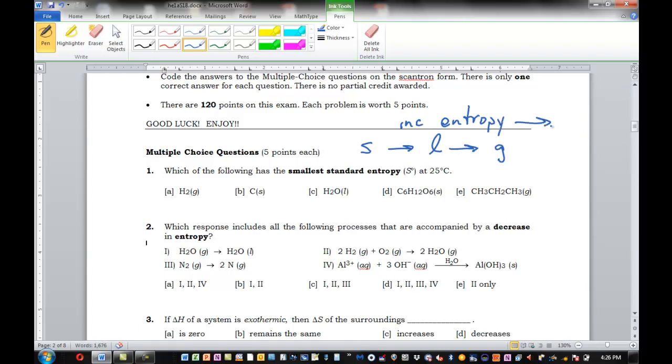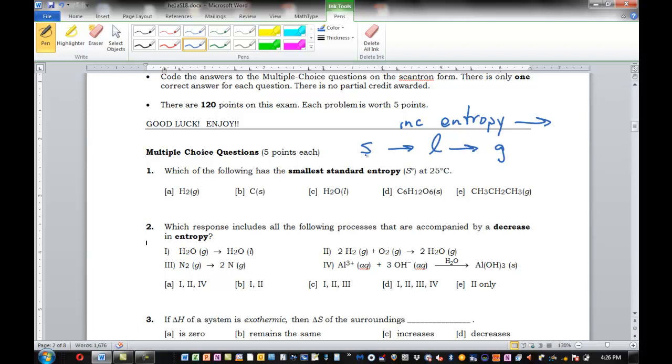Okay. Now the size of the molecule will also come into play. Smaller molecules will have less dispersal of energy, a lower entropy. Larger molecules, the energy will be more dispersed in that molecule. There will be more bonds stretching and bending. There will be more vibrations and rotations and all sorts of things.